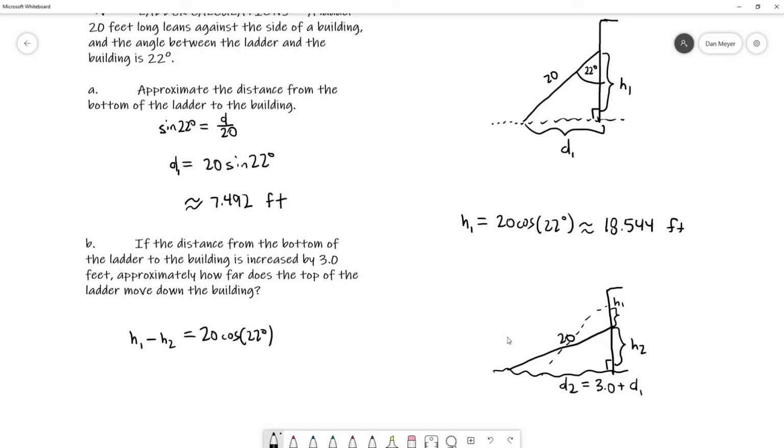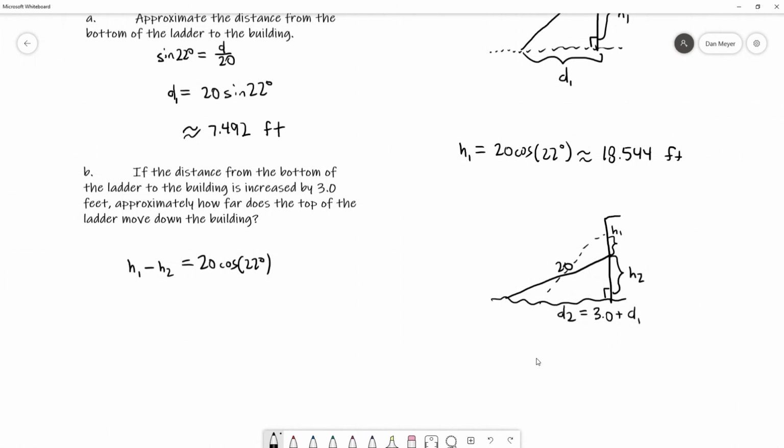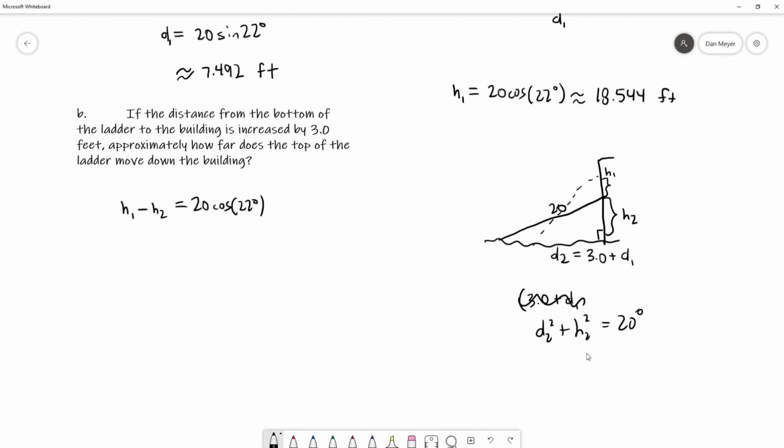Height 2, we don't know any angles now. I guess here our only option is to use the Pythagorean theorem. We got 3 side lengths. Okay, so this is a little bit messy, guys, but that's okay. 3.0 plus that first distance. D2 squared plus H2 squared is equal to 20 squared, right? And so then height 2 is the thing that we're trying to find. Height 2 would be the square root. Why did I say 20 degrees? It's 20 squared.